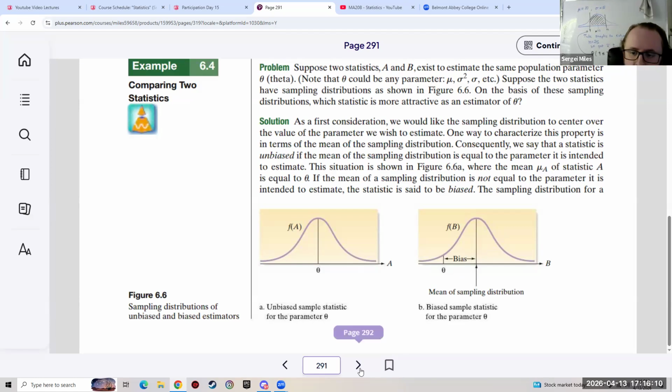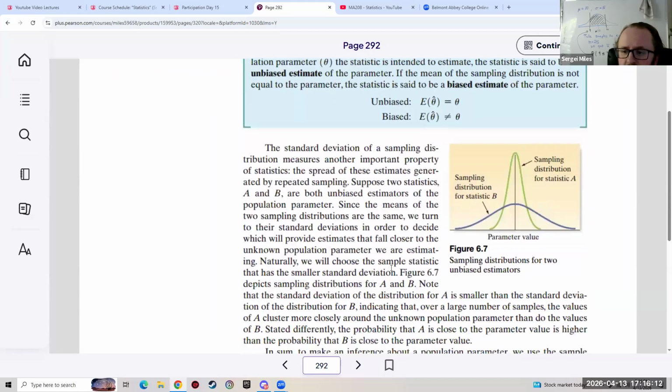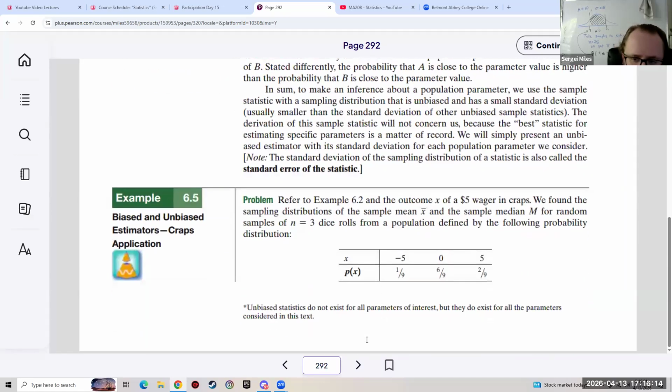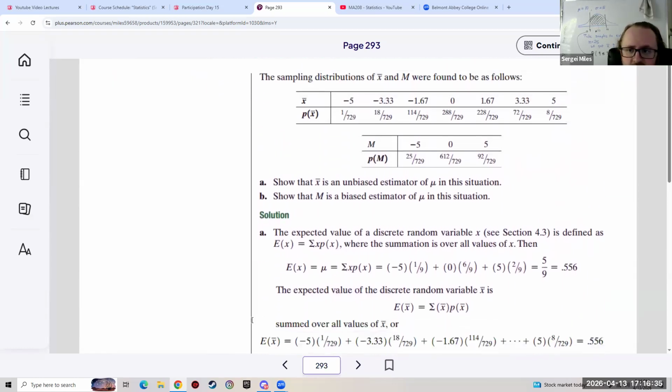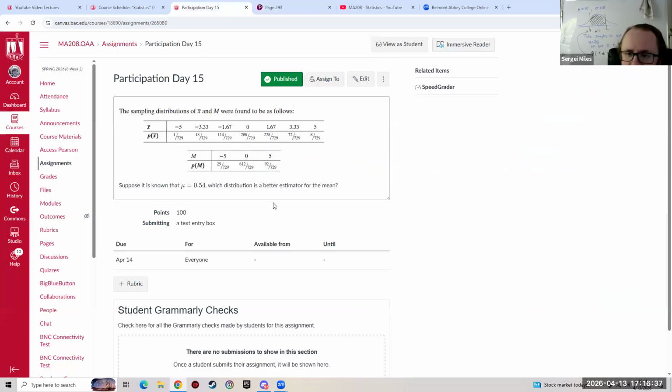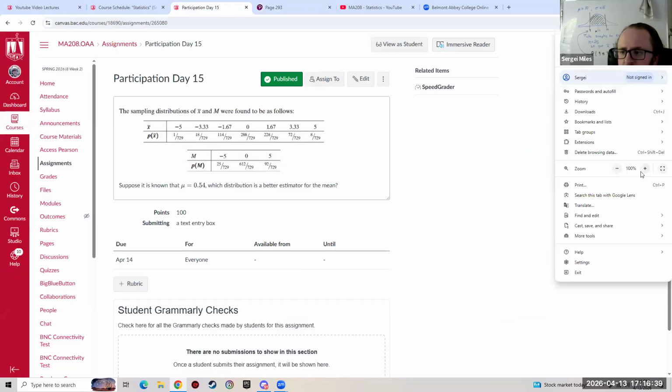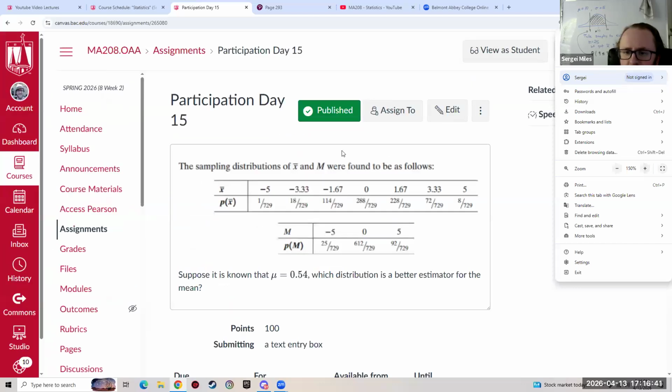Okay. So how do we know what's trustworthy or what isn't trustworthy? We can do some testing. Now, example 6.5, they've created these distributions based off of the gambling game for craps. And I don't want to go into all the details of how the game works and how the probability is calculated for this, but this does allow us to jump into today's participation question. All right. So this is participation day 15. And I'll make the screen a little bit bigger here.